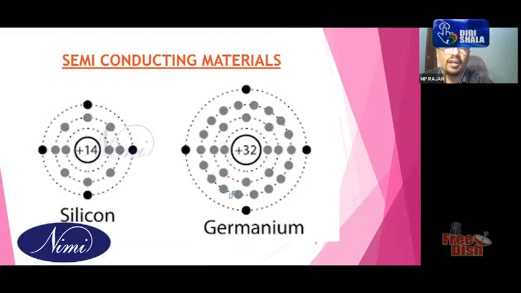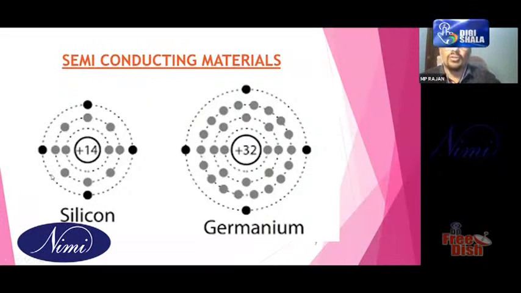Let us take the semiconductor, because semiconductors are used to produce solar cells. Now you can see there are two main semiconductor device materials: one is called silicon, one is called germanium. Out of these two, silicon is mostly used because of its abundant availability. This is actually sand. You can extract silicon from sand.